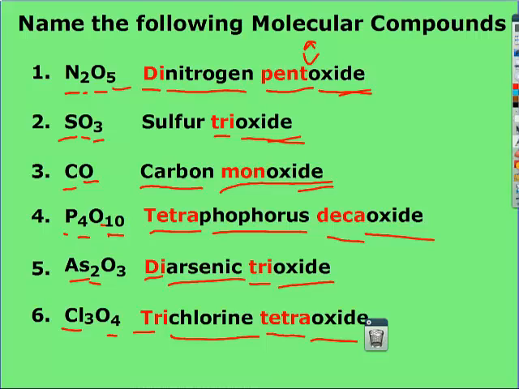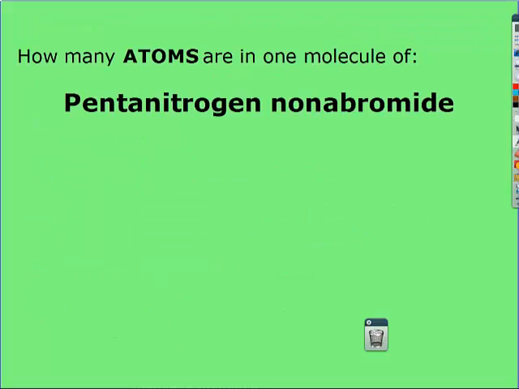Now remember, we're about to do the next part, which is still the same kind of thing. But once we get to the mix it up, we have to really pay attention. So let's continue. This one says how many atoms are in 1 molecule of pentanitrogen nonabromide. Okay. So this one you just have to break it up. Here you have penta and you have nitrogen. So let's write my formula.